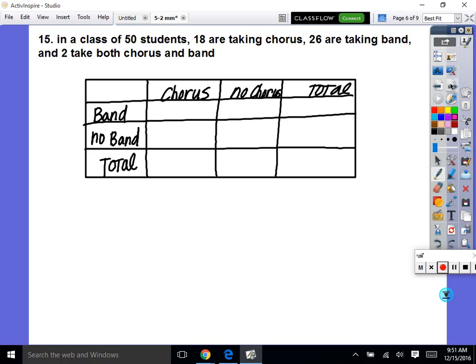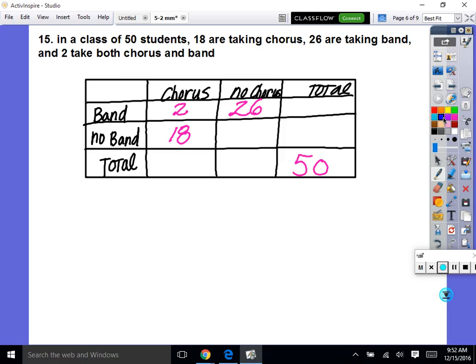Okay. So it says in a class of 50 students, so there's a total of 50. I'm going to put the 50, the very bottom right corner is going to be your total. All right, it says 18 are taking chorus, and they didn't say anything about band. So they're just chorus. Everybody look. Chorus, but no band, right? 18 are just taking chorus. And then it says 26 are taking band. So that they said nothing about chorus. So you'd go to band but no chorus. That was 26. Everybody see, you're going to have to be able to do that on your test. Fill it in. And then it says 2 are taking both chorus and band. So the chorus intersects band. They're taking both. There's 2 of them.